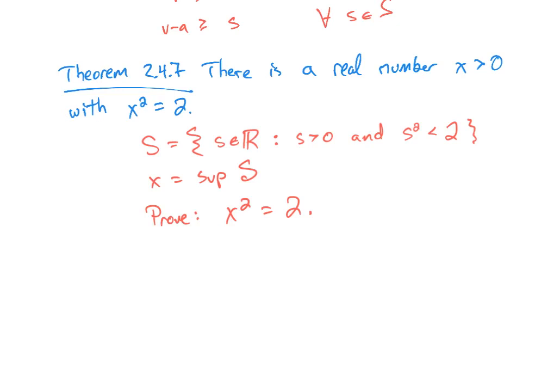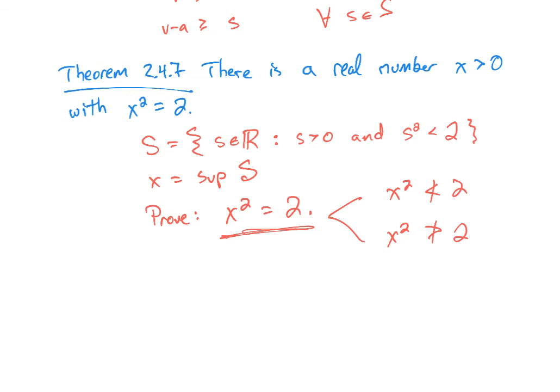Okay. And the argument is basically in two parts. You'll say that x squared cannot be less than 2, and you'll say that x squared cannot be greater than 2. Okay, and it's in the book, and I'm basically out of time. I am out of time, so that's what I'll give you for that proof.